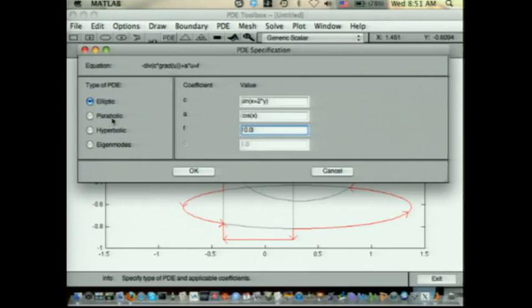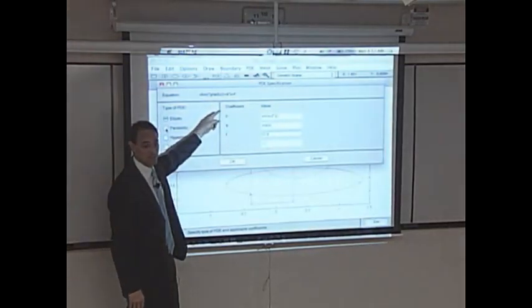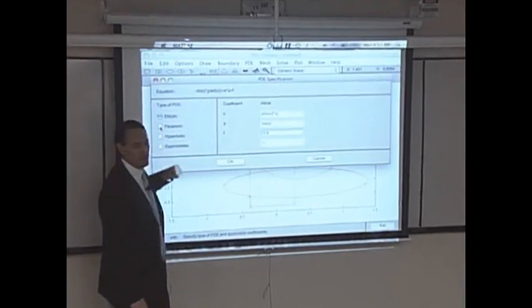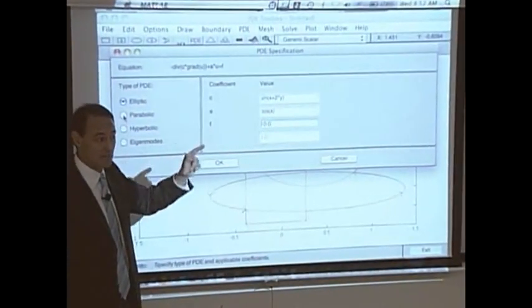Let me just tell you what the differences are between elliptic, parabolic, hyperbolic, and eigenmodes. They're basically all going to be the same thing. They're going to be this equation here, the governing equation. And what parabolic is going to do is say, add u_t in front of this. U of t equals this. So all of a sudden this becomes like a diffusion term. Hyperbolic, u_tt equals that. Now it's waves.